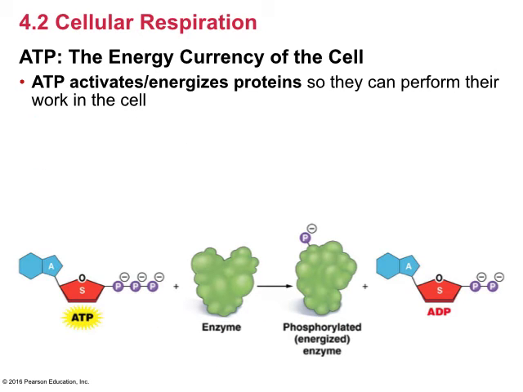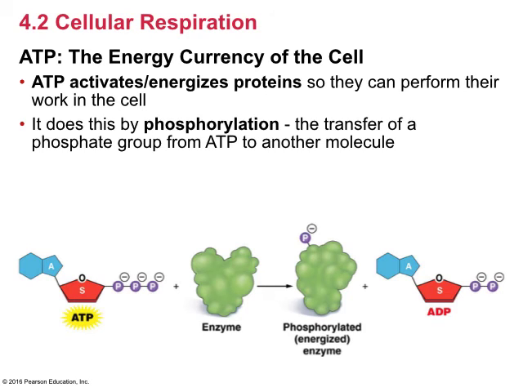So what ATP does is it activates or energizes proteins so that they can perform their work in the cell. And it does this by phosphorylation, which is simply transferring one of the phosphate groups, one of those purple P's there at the end of ATP, to another molecule. So here in this figure from your textbook, you see that the ATP molecule donates one phosphate to the enzyme, and that changes the shape of the enzyme. And in this case, it changes the shape so that it can bind to its substrate and perform whatever chemical reaction it needs to perform.